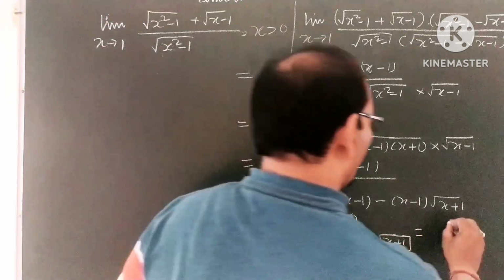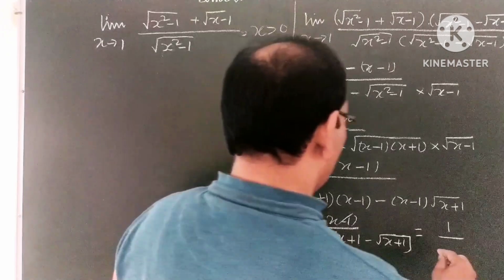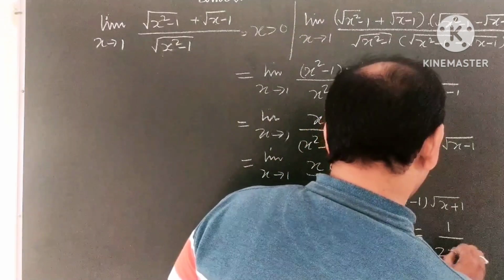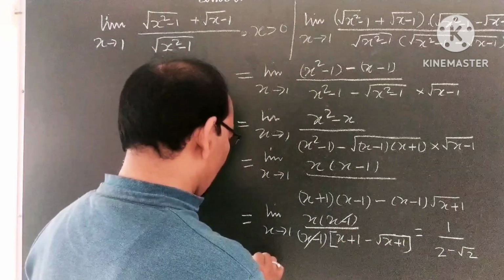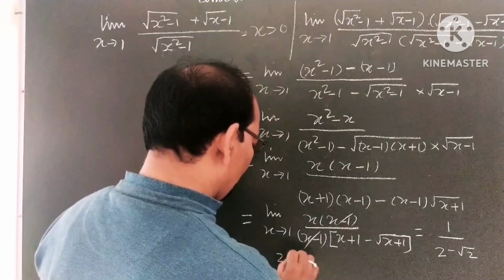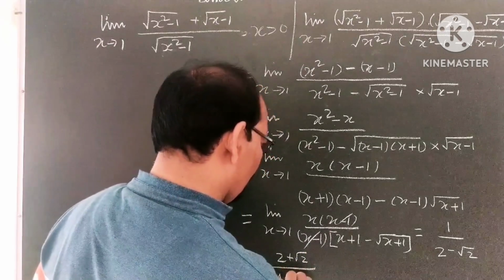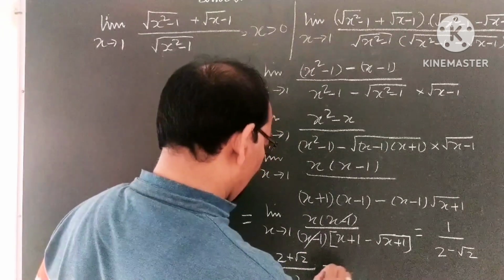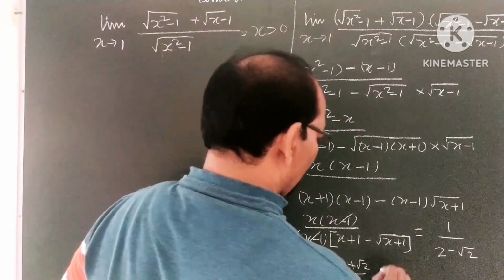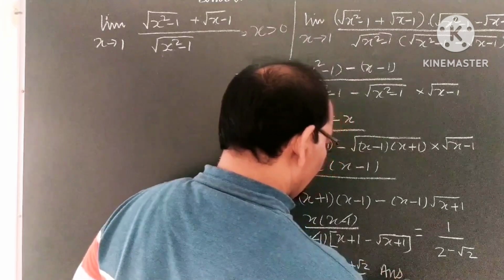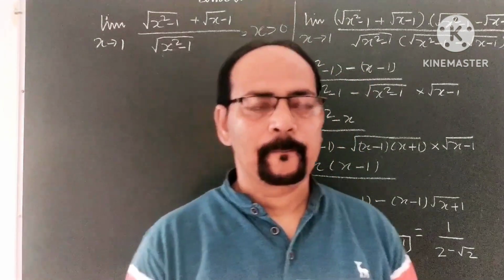Therefore, 1 by, directly putting the value x tends to 1, 2 minus root 2. If we rationalize, it will be 2 plus root 2 by 4 minus 2, which is 2 plus root 2 by 2. It is your answer. Therefore, the limit of this function is 2 plus root 2 by 2.